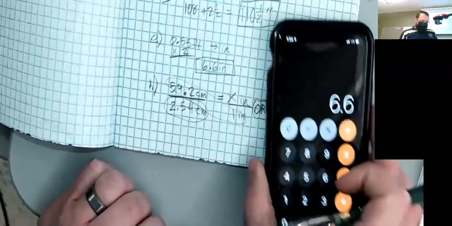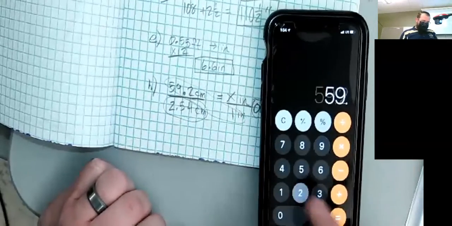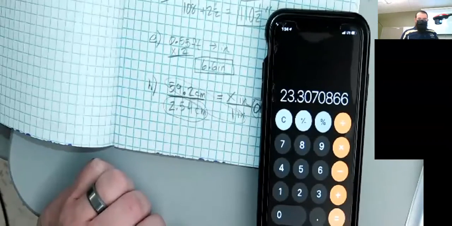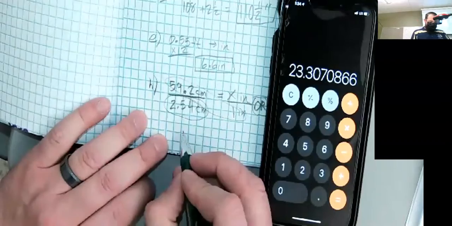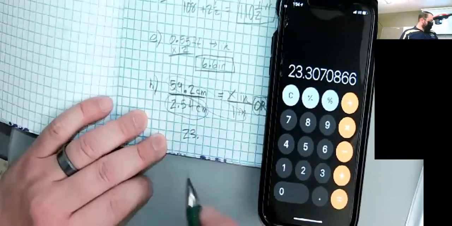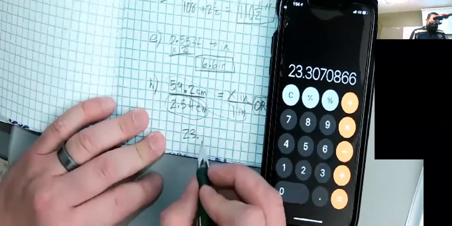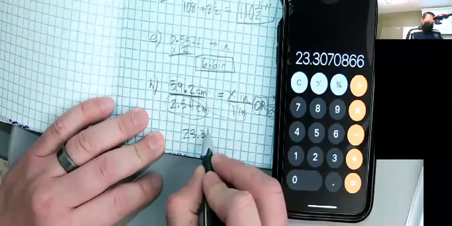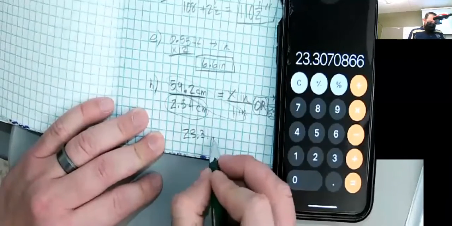So you take 59.2 divided by 2.54, and we get our answer. It didn't give units, 23.307, so we can say 23 inches, I guess.